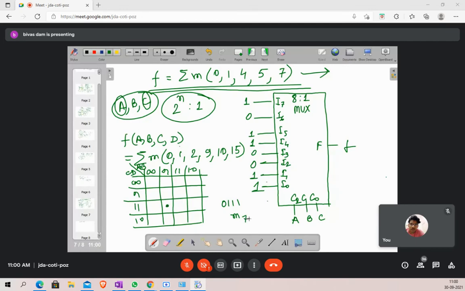If A were not the most significant bit, I would not have called this 7. So that's the logic. That is why I am saying this is the most significant and this is the least significant. Okay.